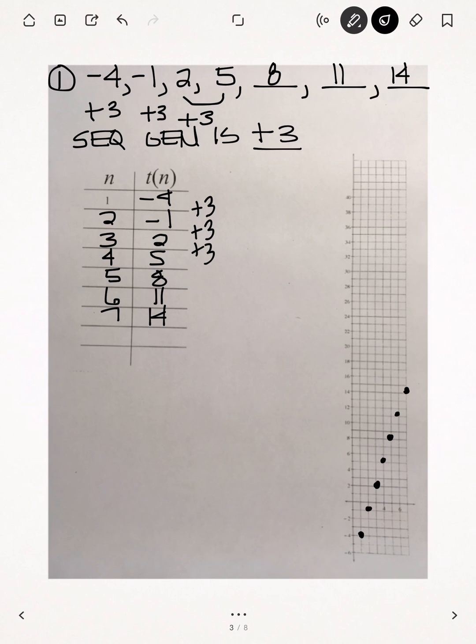All right, so look at that graph. What kind of a sequence did we just graph? It looks like it makes a straight line. So we're going to say that we just discovered that this is a linear sequence. And the reason why it's a linear sequence is because my sequence generator, I'm adding 3 each time. It grows by 3.